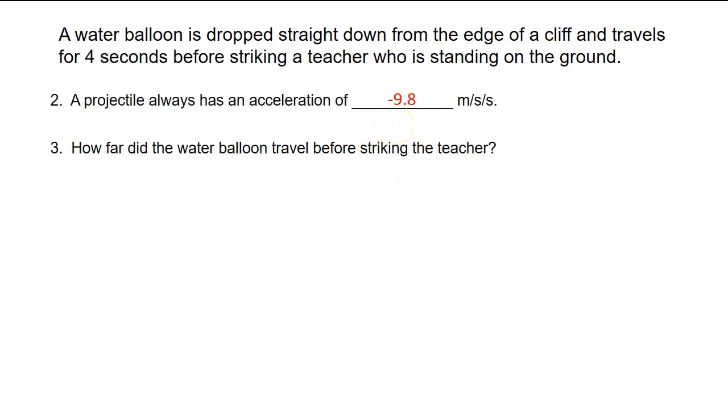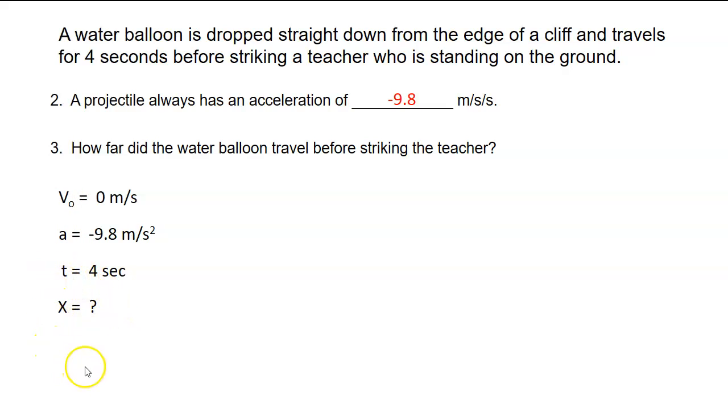How far did the water balloon travel before striking the teacher? Well, that sounds like a kinematic problem. So let's write down what we know. A water balloon is dropped. So if it's dropped, we assume the initial velocity is 0 meters per second. We know the acceleration for a vertical situation like this is always negative 9.8. They give us a time that's 4 seconds, and they want to know how far did the balloon travel. That sounds like x, distance or displacement. So we have 3 variables, and our fourth, we have a question mark.